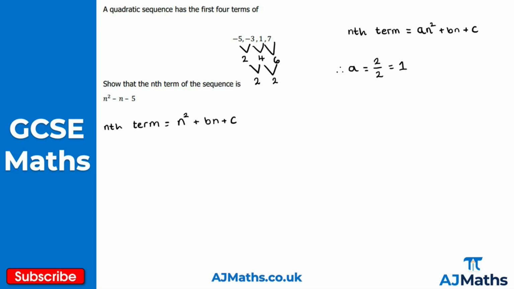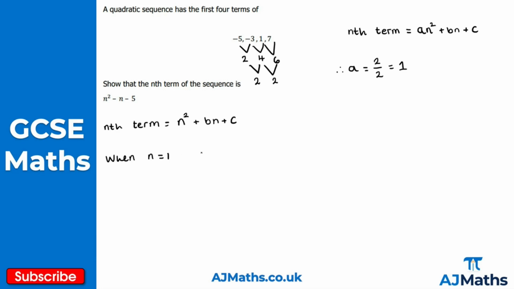What I'm going to do now is use my nth term to find any term in the sequence. So for example, when n equals 1, the nth term will be -5, because my first term in the sequence is -5. So I'm going to substitute n equals 1 in and set that equal to -5, and then do the same with another term. For example, n equals 2, and we'll set that equal to -3 because we know the second term is -3. What that will give us then is some simultaneous equations. We can then solve them to find b and c.